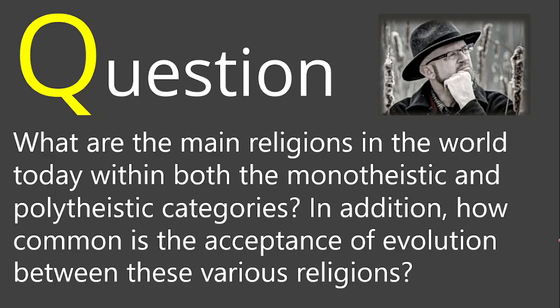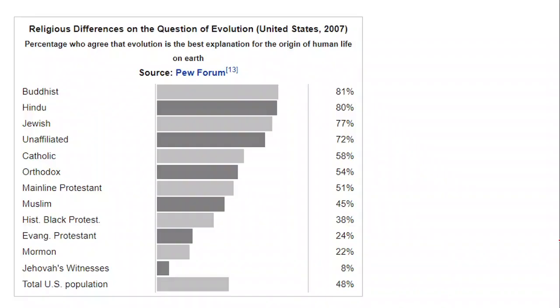What are the main religions in the world today within both the monotheistic and polytheistic categories? In addition, how common is the acceptance of evolution between these various religions? And I think the second part of this is really the primary question here.